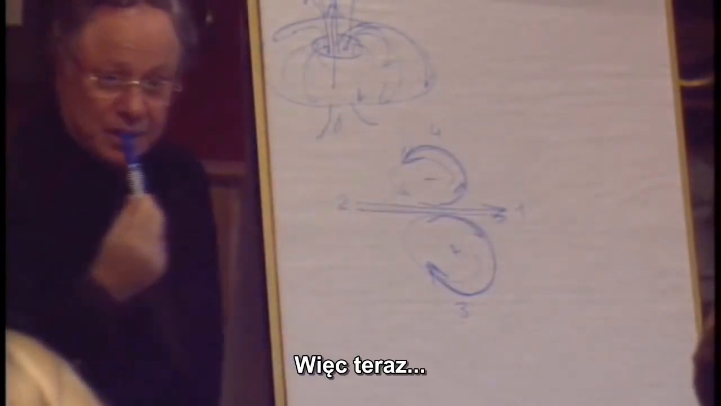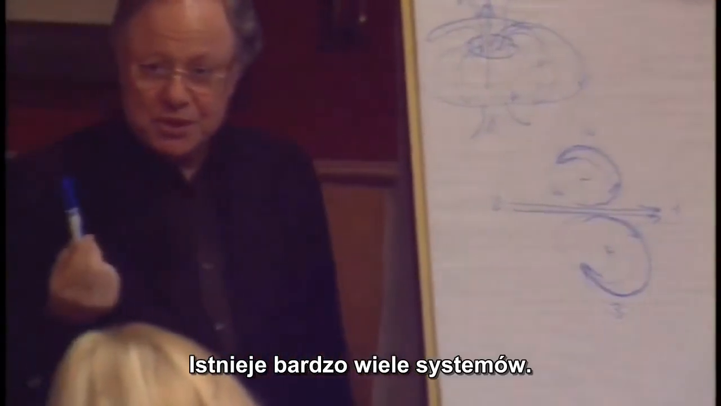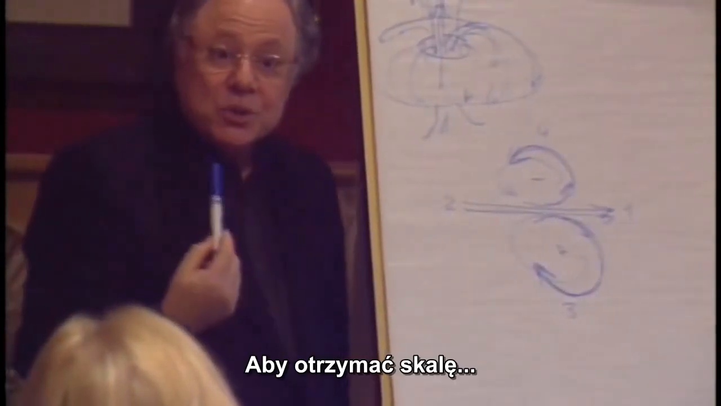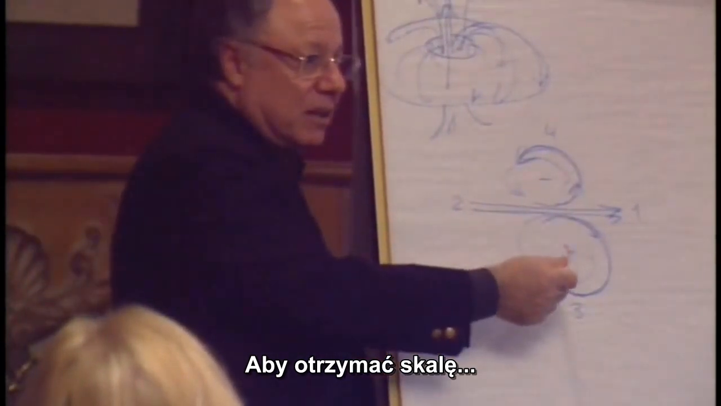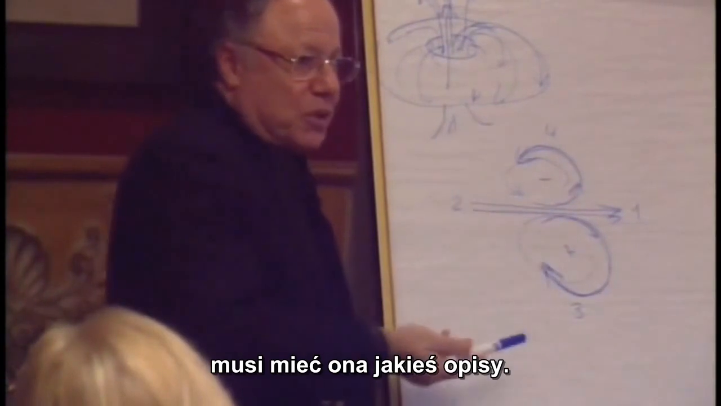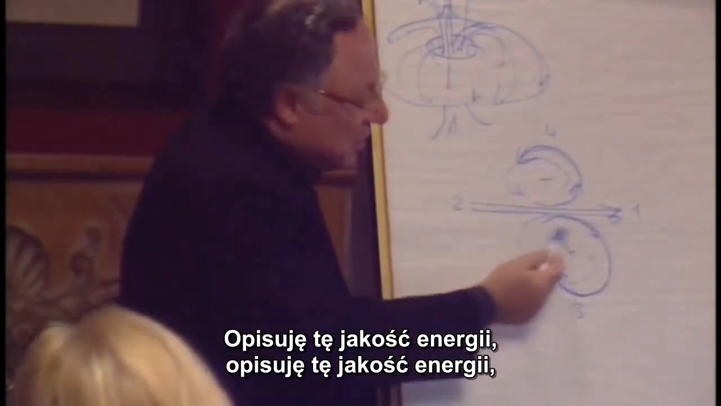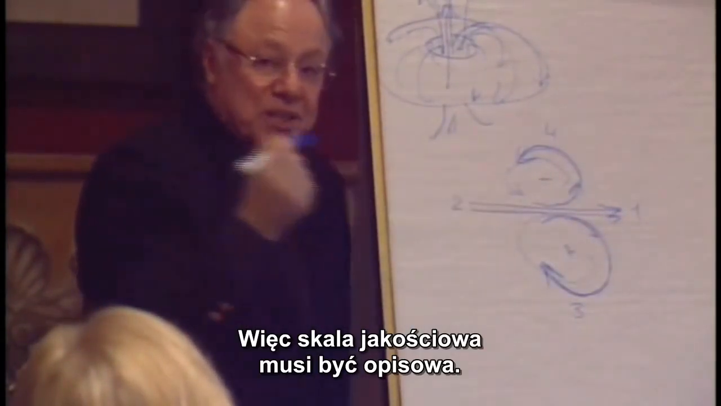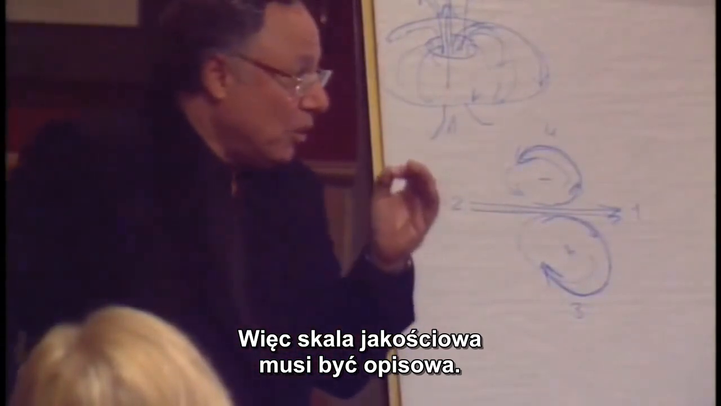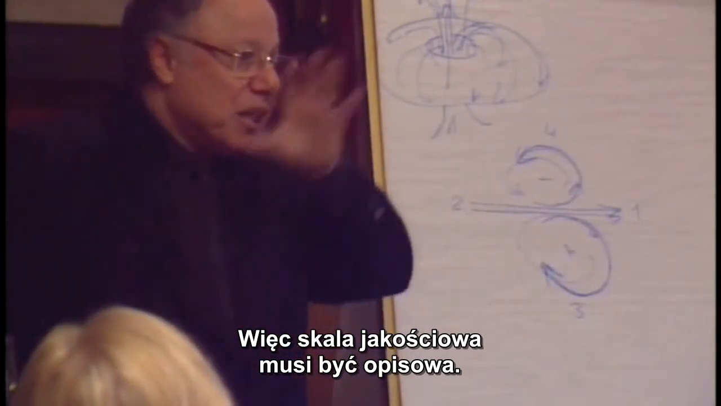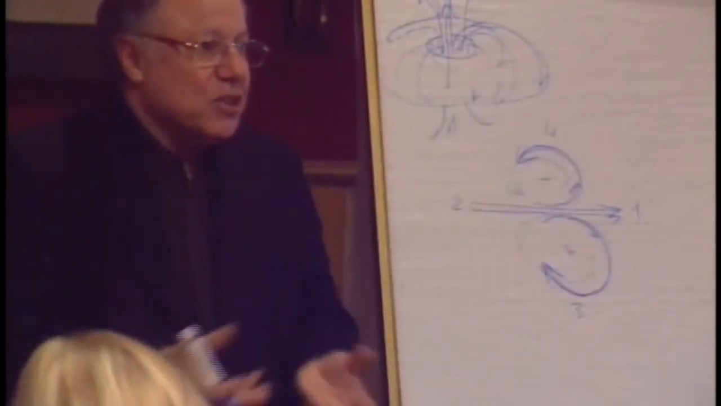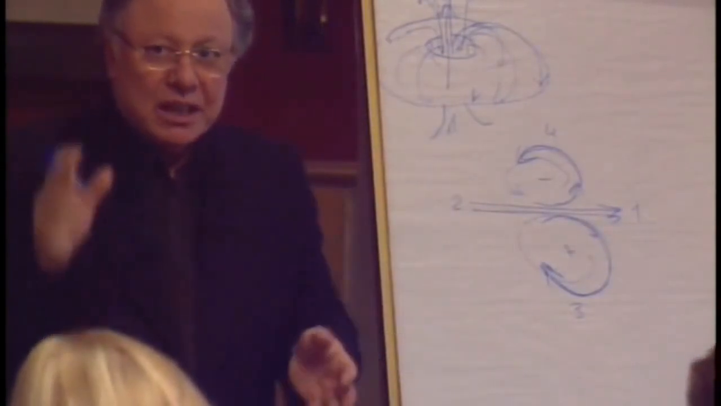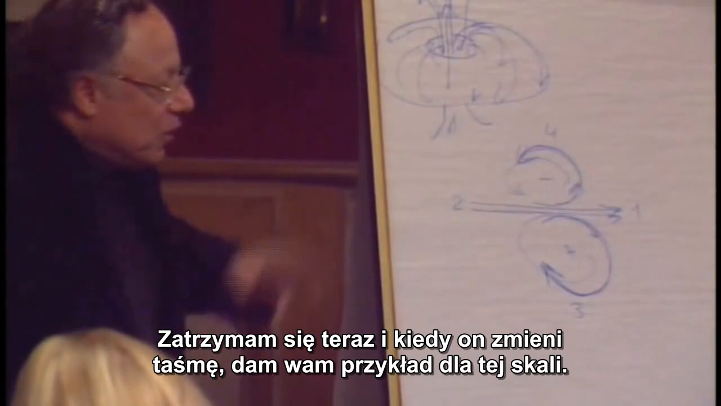So now there are so many systems. How do I describe such a key here? In order to have a scale, the scale must be using descriptions. I describe this energy quality, I describe this energy quality, describe here, you see? So a scale of quality must be descriptive. It must give a holistic idea. It's not just a measurement. It's a much bigger thing, and these are the scales of quality. I'll stop now, and when he changes the tape, I'll give you an example for this scale.